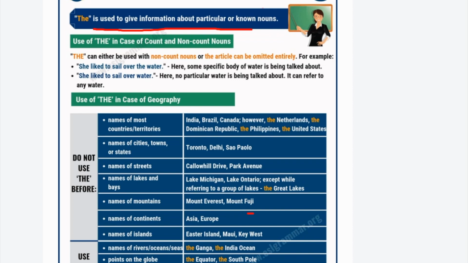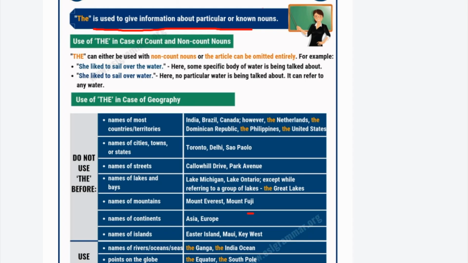We also use the article the before the names of deserts, forests, and gulfs. The Kalahari Desert, the Sundarbans. And mind, we use the article the before a group of islands, before a group of mountains like the Carpathians, the Hawaiian Islands, we use the article the.